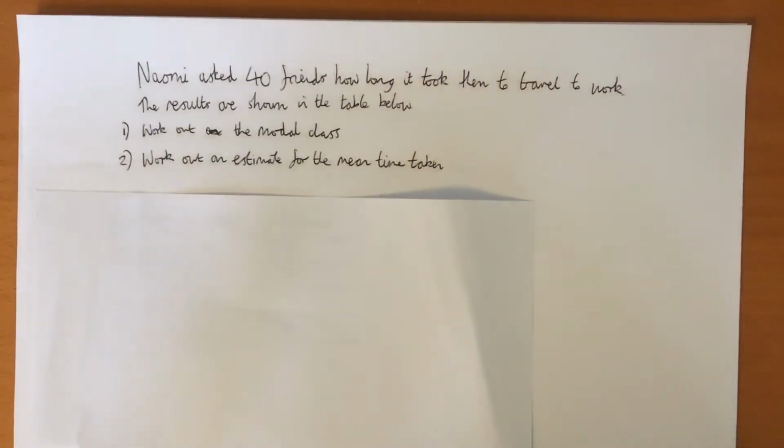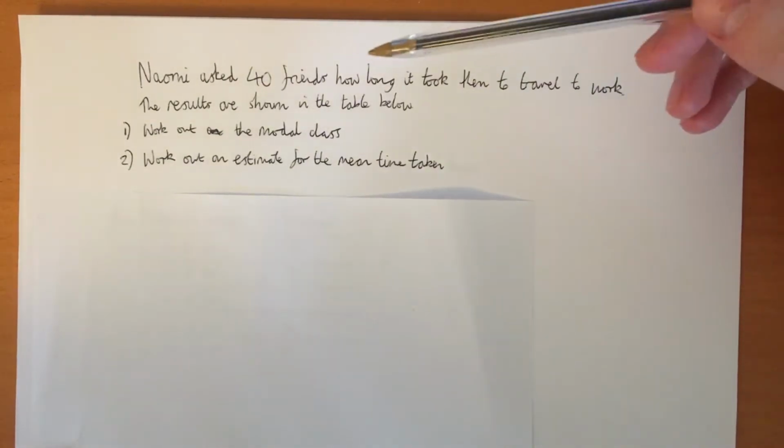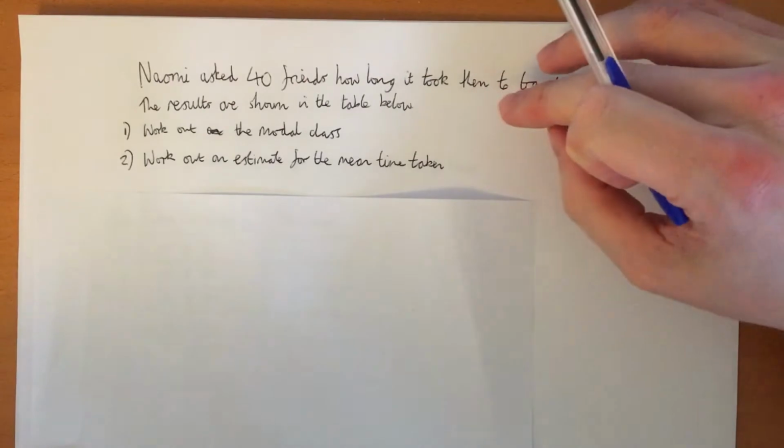Alright guys, so last time you looked at finding the mean of tables where you had very solid discrete numbers, and that was great. This one's a little bit different today. So Naomi asked 40 friends how long it took them to travel to work. The results are shown in the table below.